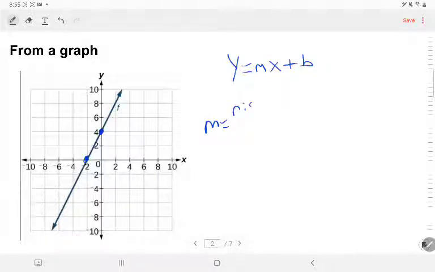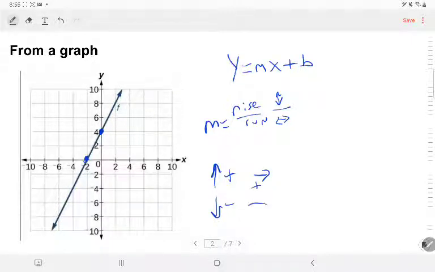Remember, it's rise over run. Okay? So we're going up and down, and then we're going side to side. Remember, when you go up, that's positive. When you go down, that's negative. When you go to the right, that's positive. If you go to the left, that's negative. Okay? So let's take a look.